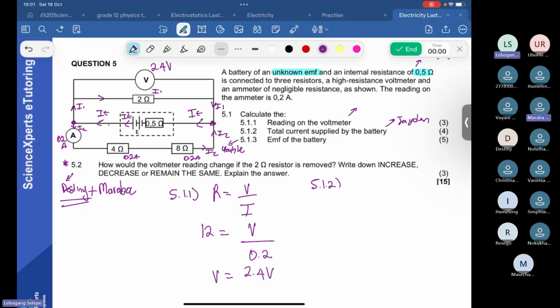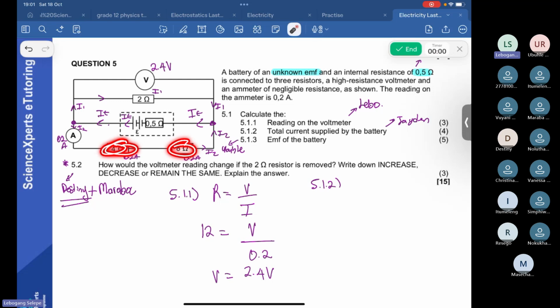I'm confused. Why are you confused? Number one, where are you? Why do we do this? To calculate the voltmeter reading there. Where 12? Yes. Okay. Why do we get 12 as resistor? Okay, 12 is a combination of these two, right?